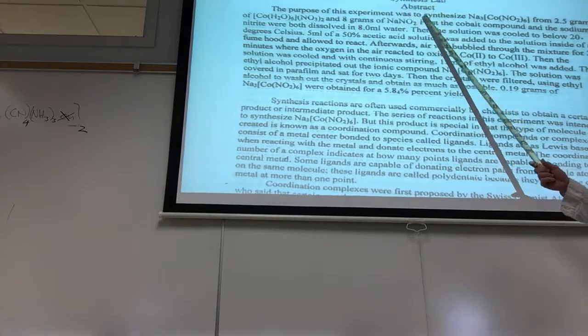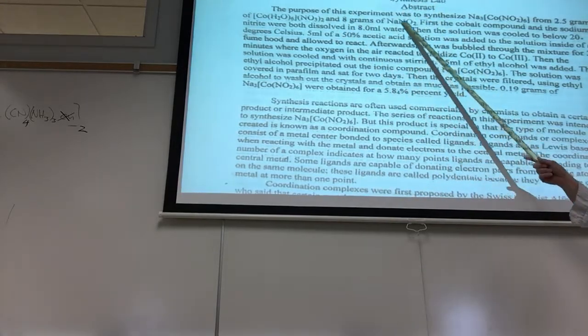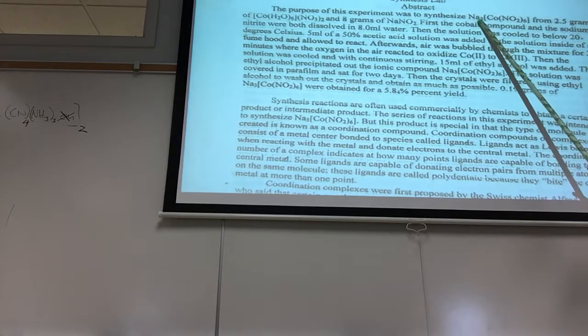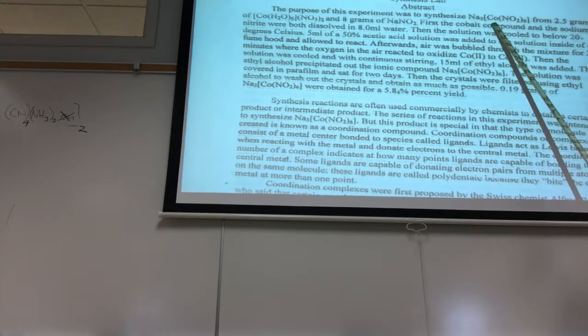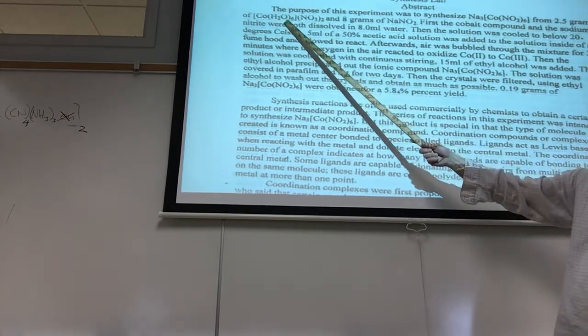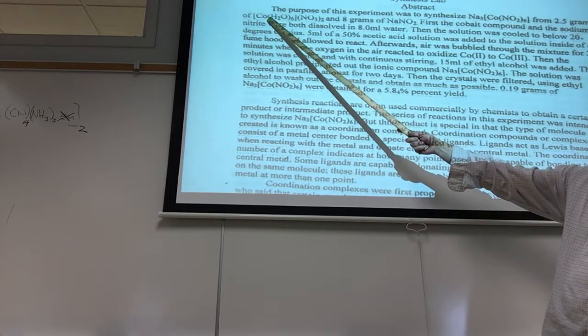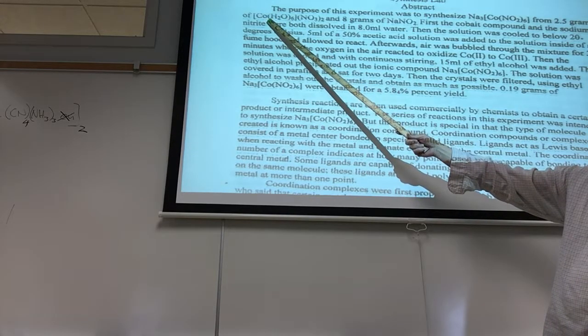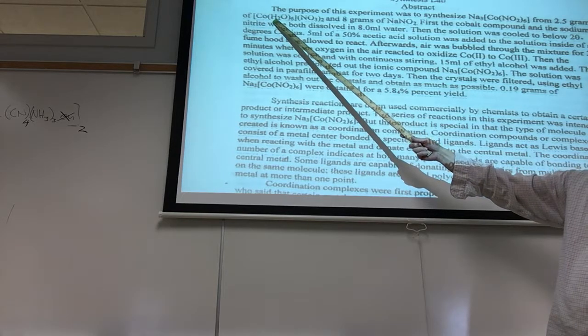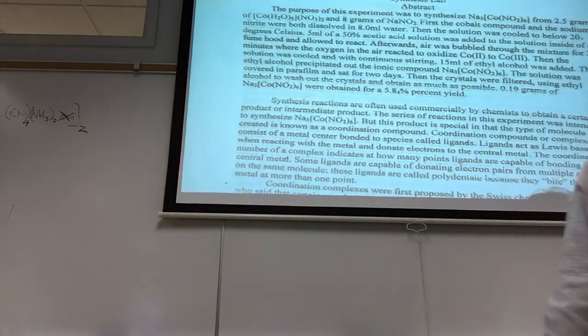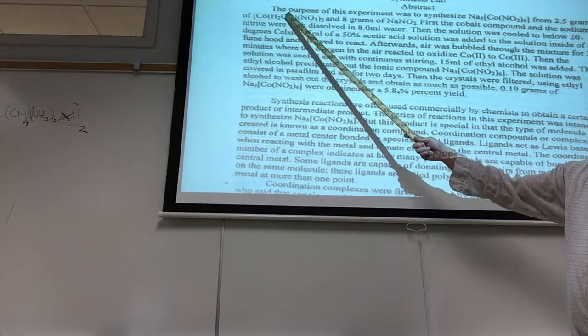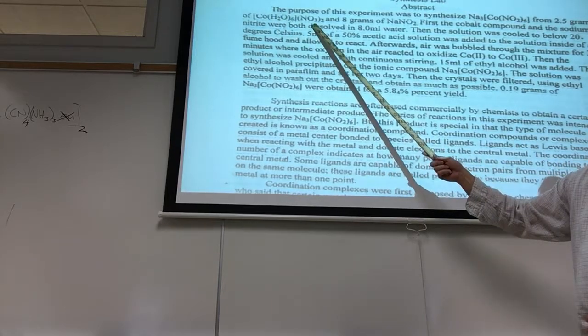So let's take a look at this abstract from the student. The purpose of this experiment was to synthesize, would be sodium hexanitritocobaltate(III), from 2.5 grams of, what's that? Is that hexaaquacobalt? That would be... is that cobalt 3 or cobalt 2? It's cobalt 2. And so we're synthesizing from hexaaquacobalt(II), dinitrate or just nitrate?